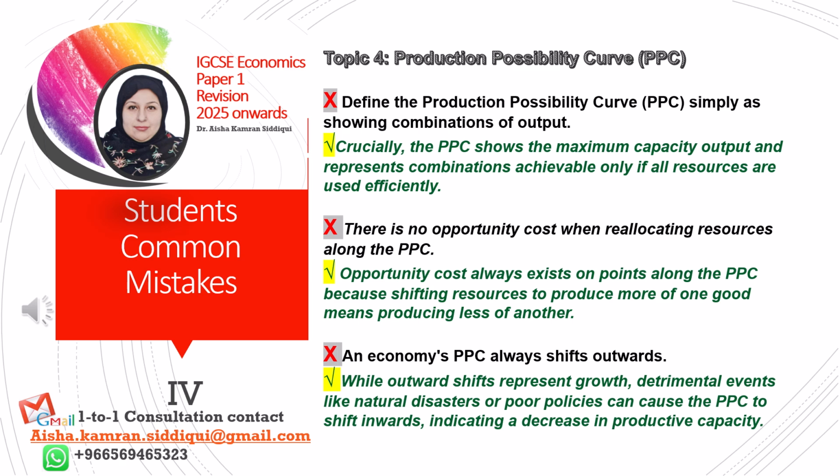Third misconception is that an economy's PPC always shifts outwards, whereas you must understand that an outward shift represents growth. In economies with detrimental events like disasters or poor policies, the PPC can shift inwards, indicating a decrease in the productive capacity of the economy.